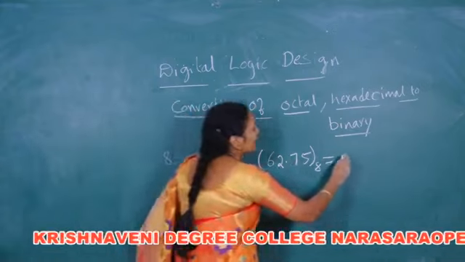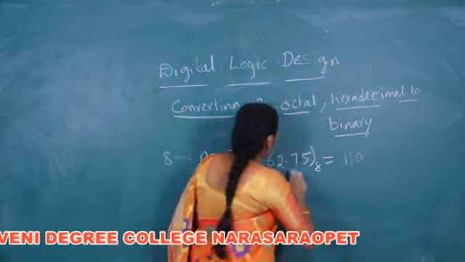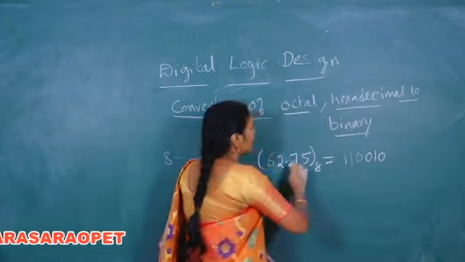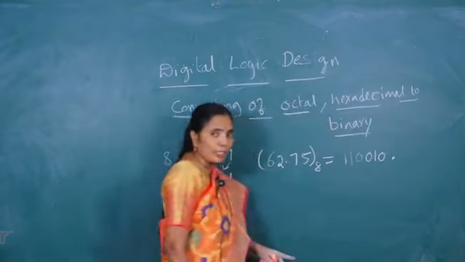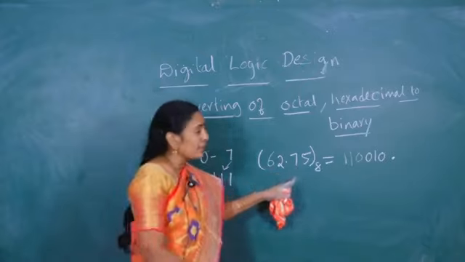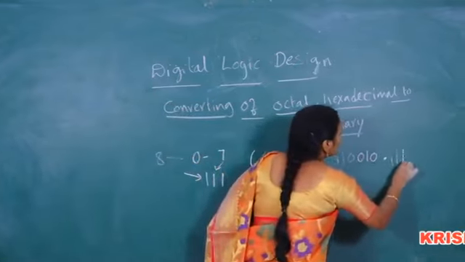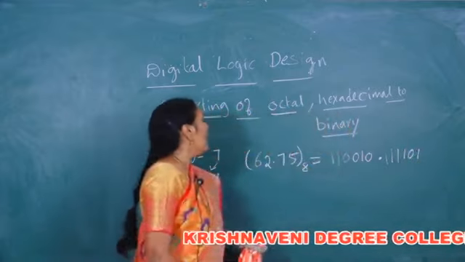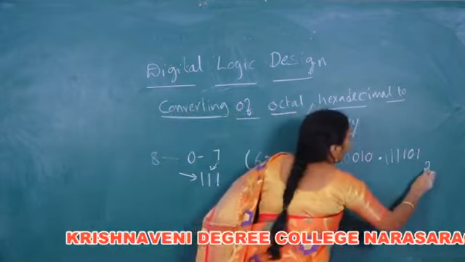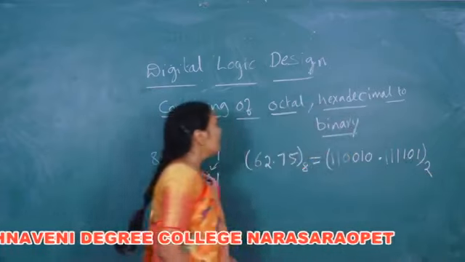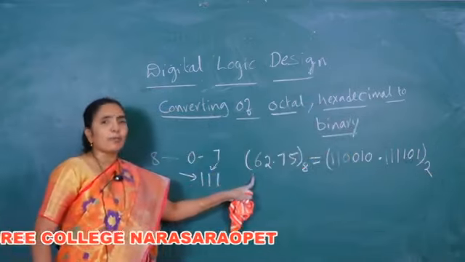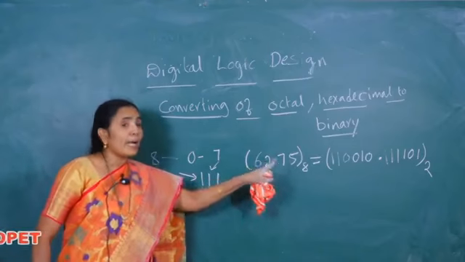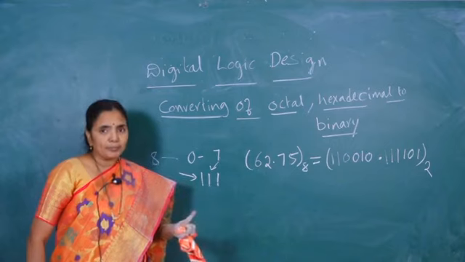The value of 6 is 110. The value of 2 is 010. As there is a decimal point, the decimal point will be there, and 7, that is 111, and 5, 101. This is the binary representation of the octal number. Here, it is a very easy process. In this, each octal digit is represented by a 3-bit binary number.